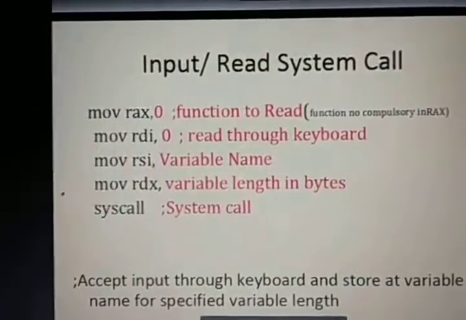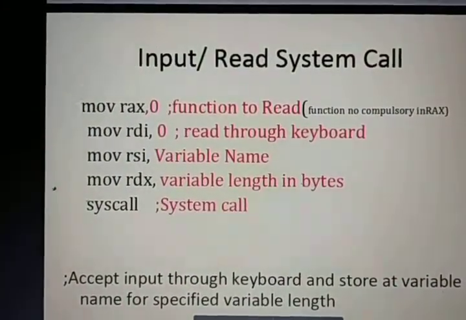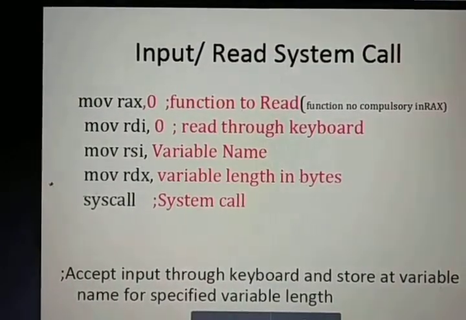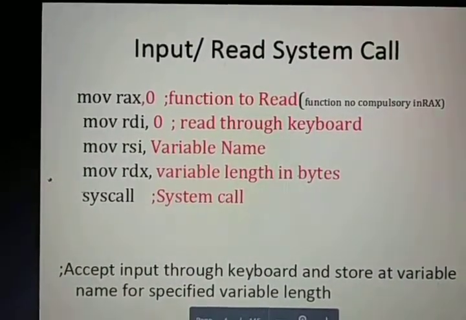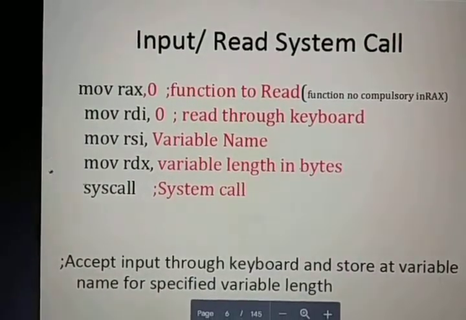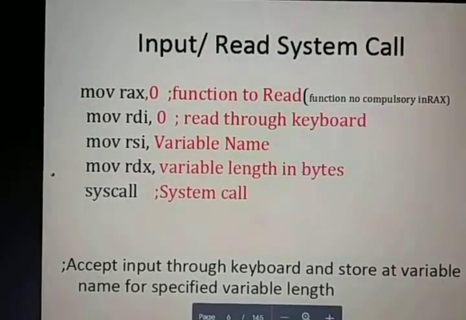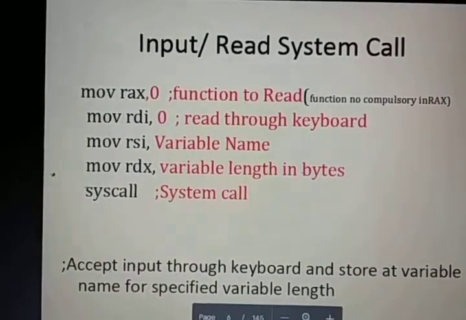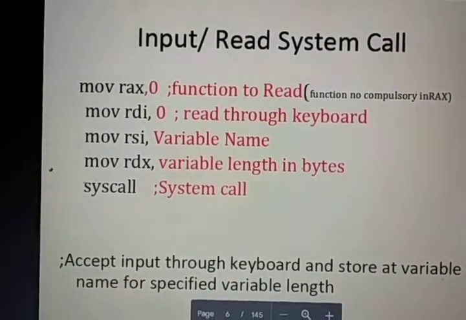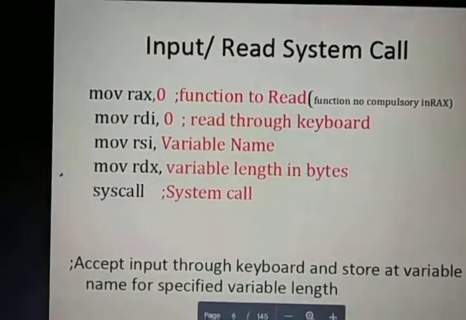So these are the instructions. Move rax, 0. So 0 we will use for reading. Then again 0 we will use for reading from the keyboard. Then variable name we will move into the RSI register, and variable length we will move into the RDX register. So RAX is your accumulator register, RDI is your destination index register, RSI is your source index register, RDX is your data register. So this is the syntax for macro.